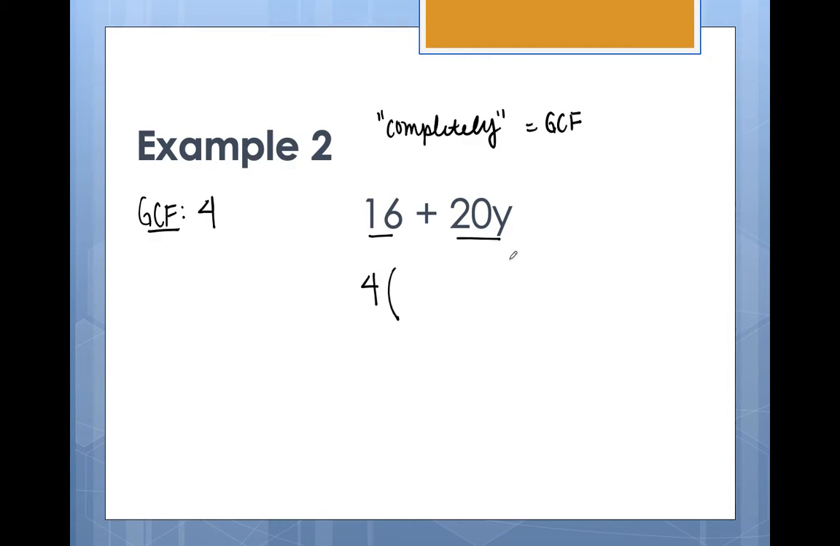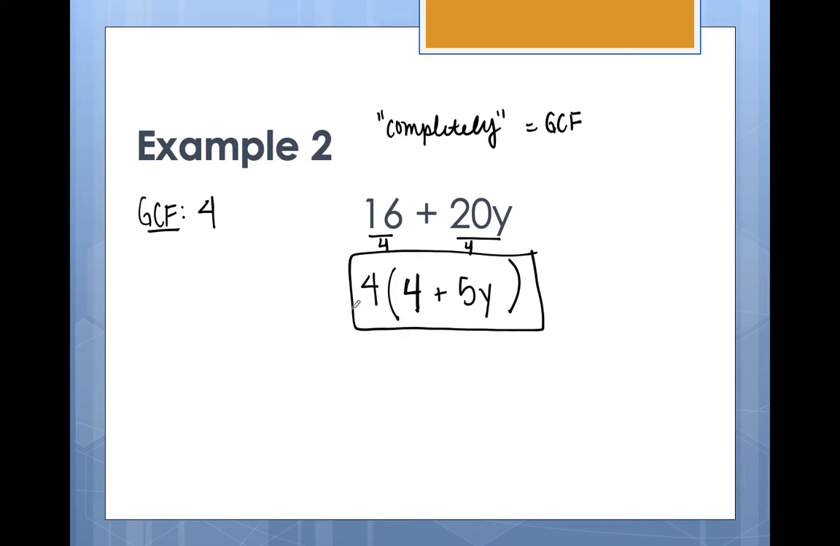So like I said, we're going to write the 4 down in front of the set of parentheses. We're just reversing the distributive property. So we're dividing 16 by 4, that's 4. And 20y divided by 4 is 5y. So here's our answer if we factor it completely.